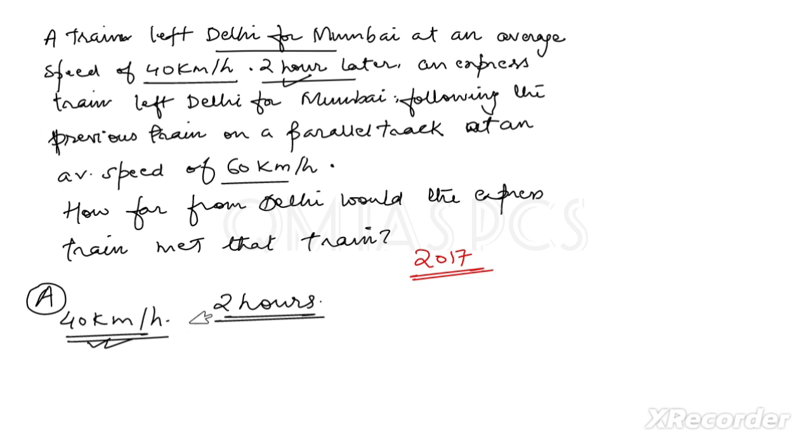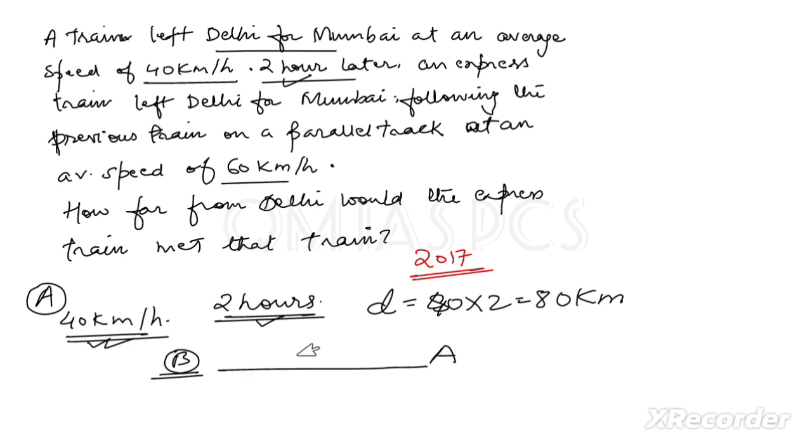Why are we considering this one? Because after 2 hours the second train started. So what we are trying to do is find the distance. Let me tell you why we are finding distance here. Distance is equal to speed multiplied by time, so it will be 40 multiplied by 2, and that is 80 kilometer. Now B is getting started. Now A is at a distance of this 80 kilometer. The distance between A and B is 80 kilometer.